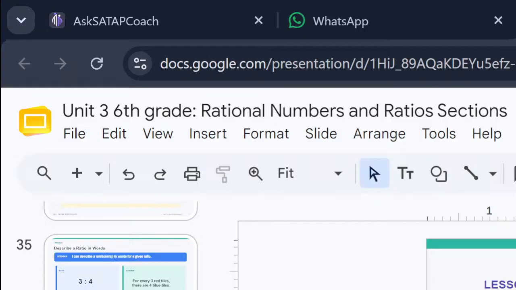Okay, number one, for every 2 red balloons, there are 5 blue balloons. Two, for every 4 cups of rice, there are 3 cups of beans. Number three, for every 6 students, there's one teacher. Number four, for every 3 buses, there are 8 cars. Number five, answers will vary. Both quantities and their order must be clear.